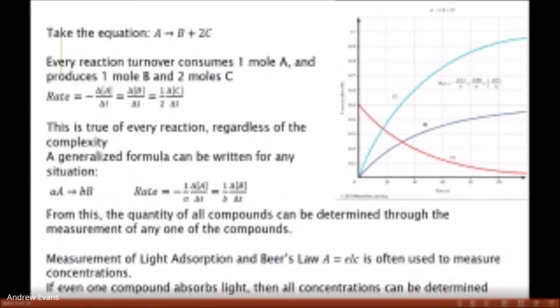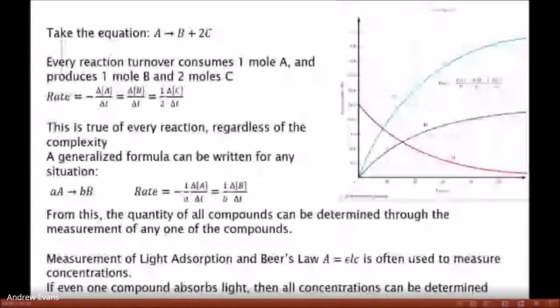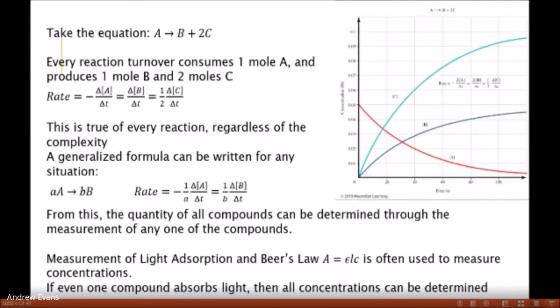This is going to be used typically when we look at light absorption and Beer's law. Beer's law is absorbance equals the molar absorptivity times path length times concentration. If even one compound absorbs light, then we can determine all concentrations with respect to that one that we can measure, because they're all being consumed at the same rate, unless they are, for example, catalytic.